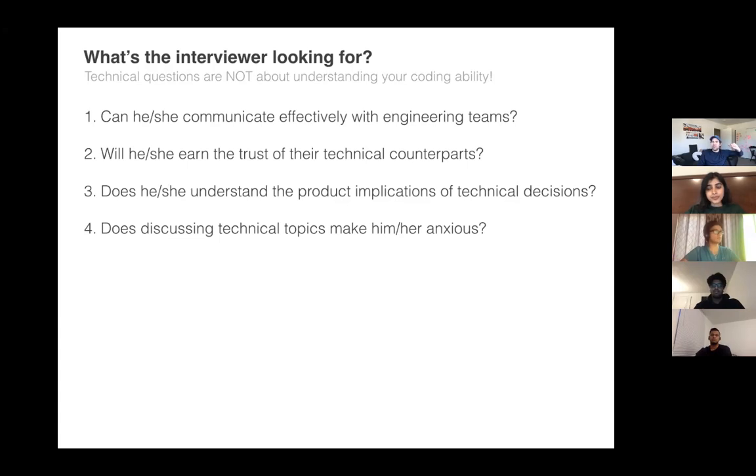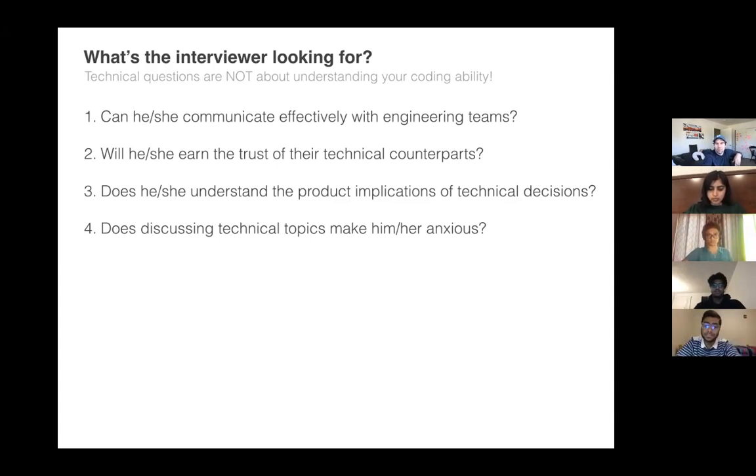There is this challenge of how you prove that you're going to be able to work with engineers without having that background. So for all of you, data science, CS, those are great backgrounds for getting into product management, because you probably have enough of the technical fluency. You won't be nervous or anxious discussing these types of topics, especially if you put in a little bit of practice.